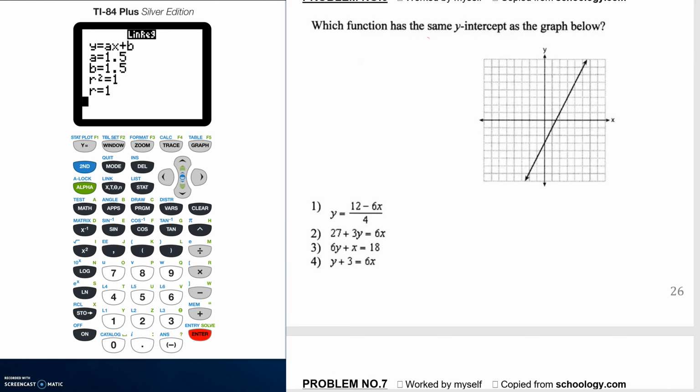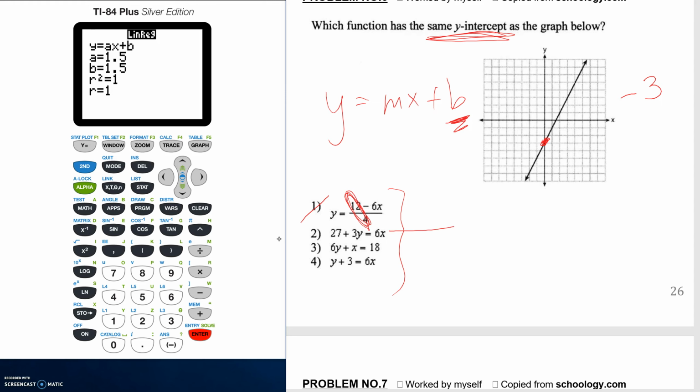Which function has the same y-intercept as the graph below? So let's just be clear that the graph below has a y-intercept of -3. We're looking for any of these to have a b of -3. If I look right away at this first one, I see 3, the number by itself, right? y equals mx plus b. b is the number alone, not attached to x. That's going to be +3, not -3. For all of the others, we really need to be careful to go get y by itself.